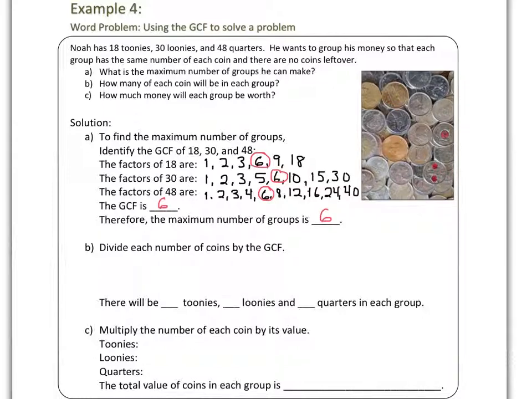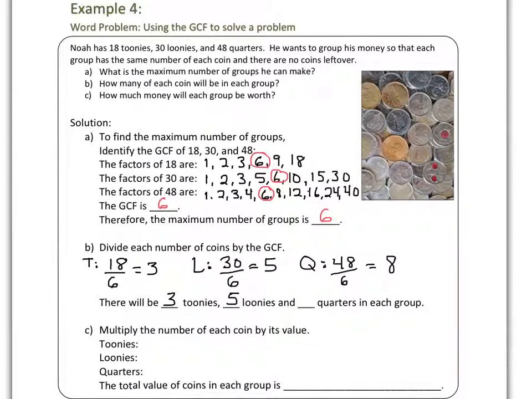Next, for part B, if we want to know how many of each coin will be in each group, we want to divide each number of coins by the greatest common factor. So if there's 18 toonies, and we're going to have 6 groups, that means that 18 divided by 6 is 3. There will be 3 toonies in each group. If we look at the loonies, we had 30 loonies divided into 6 groups, gives us 5 loonies for each group. And lastly, for the quarters, we had a total of 48 quarters divided into 6 equal groups, gives us 8 quarters per group.